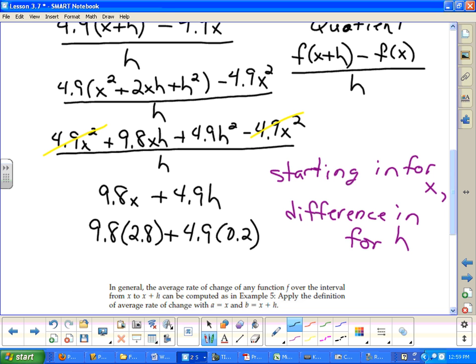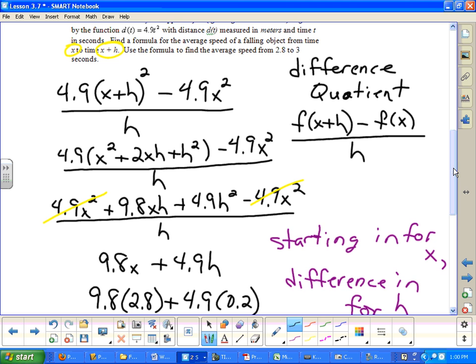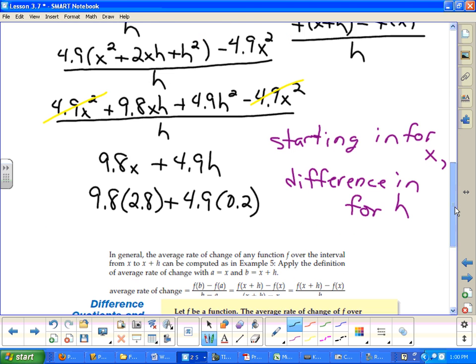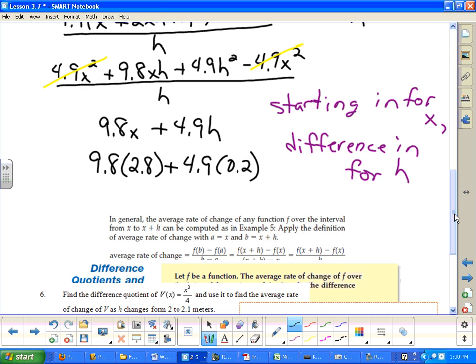And somebody tell me what that equals. From 2.8 to 3. Okay, what's this equal? 28.42. Okay? This is our average rate of change.